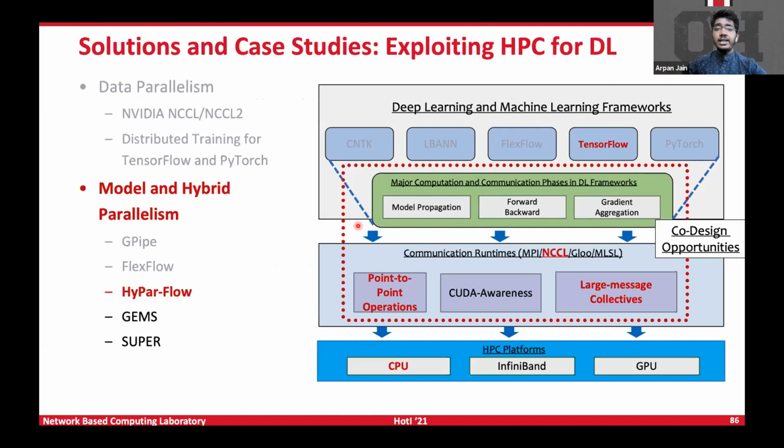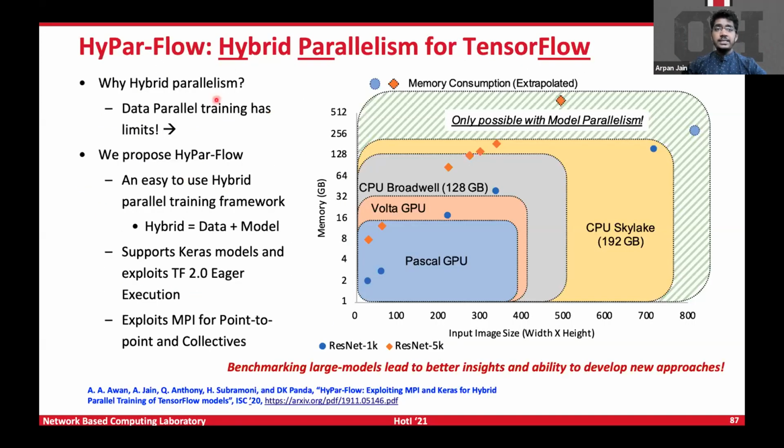So similarly, we also worked in this area. So here are a few case studies from our lab. This is HyperFlow, hybrid parallelism for TensorFlow, which combines data parallelism and model parallelism along with pipeline parallelism so that you can train very, very large models on CPUs. There are some models that cannot fit inside the memory of a single CPU also. If you want to train such models, then you can use the hybrid parallelism for TensorFlow, which is this paper that was published in ISC 20.